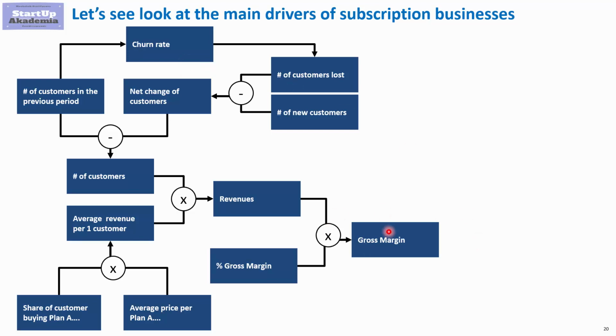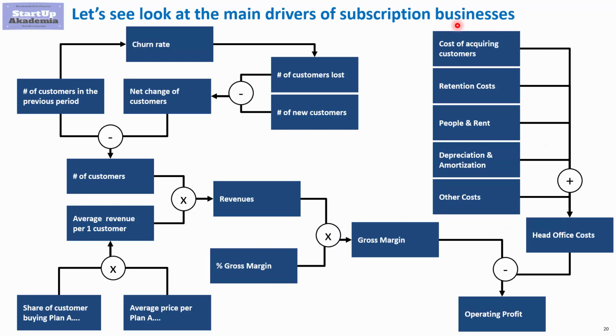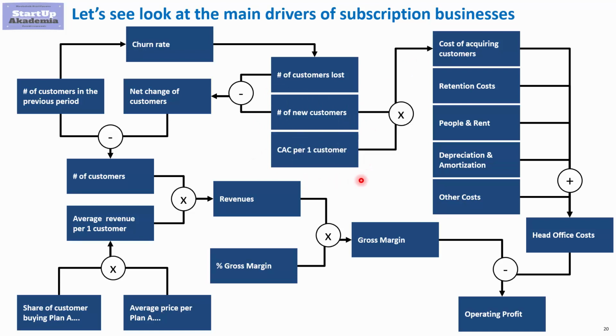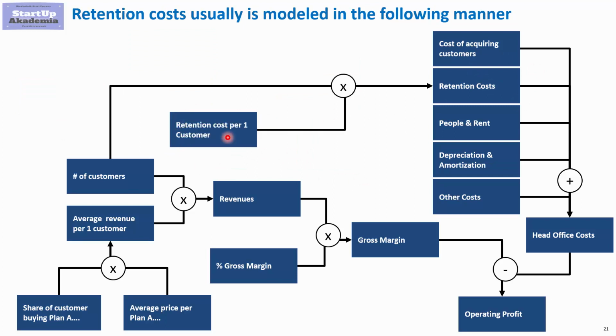Now, to get from the gross margin to operating profit, we obviously need some sort of head office costs. And here we've got the main items. The biggest ones usually in subscription businesses are cost of acquiring customers, retention costs, and in certain cases, depreciation and amortization. Now, when it comes to the cost of acquiring customers, we model that by looking at how many new customers we are acquiring in a specific period, and obviously the cost per one customer. When it comes to the retention costs, we would look at the retention cost per one customer and obviously the number of customers we've got.